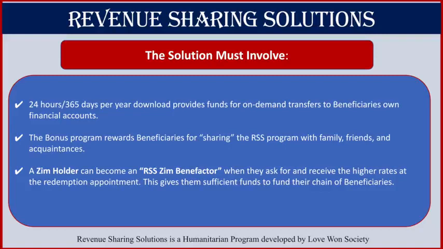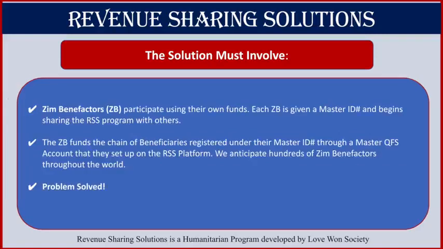Again, like I said earlier, there are no funds in the platform of revenue sharing solutions, so they have to ask for it to come down into their account. A Zim holder can become an RSS Zim benefactor when they ask for and receive the higher rates at the redemption appointment. This gives them sufficient funds to fund their chain of beneficiaries. And I might add, it gives them money to do their other projects as well.